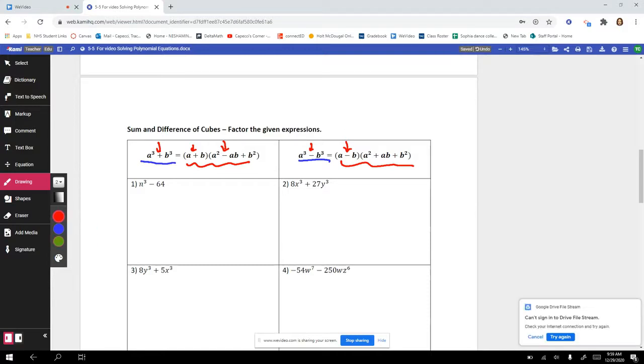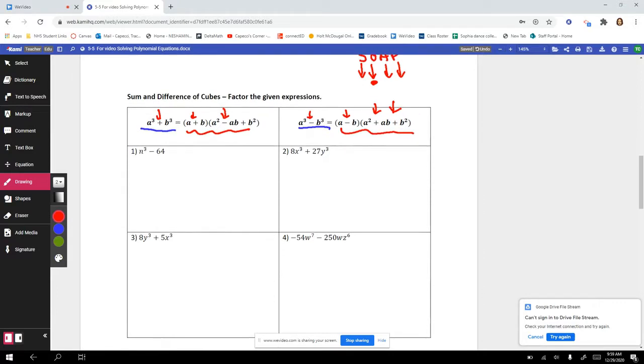Another thing I've seen other teachers use is something called SOAP to help them when they factor: same, opposite, always positive. For instance, in this negative case, the first sign is the same, so this is negative and this is negative. My next sign is opposite. And this last sign, regardless of how you're doing it, is always positive. So that might be helpful to you as well.